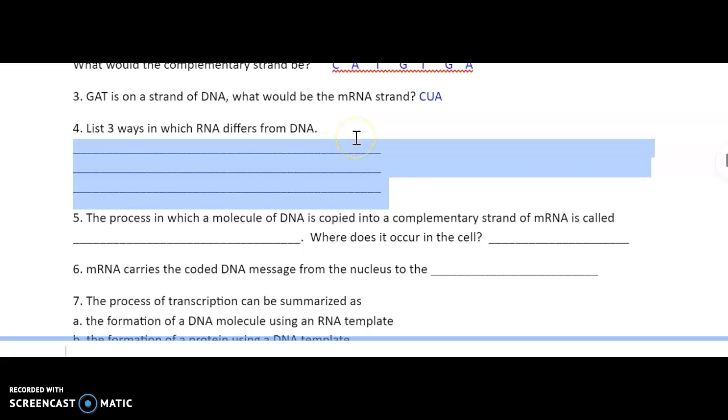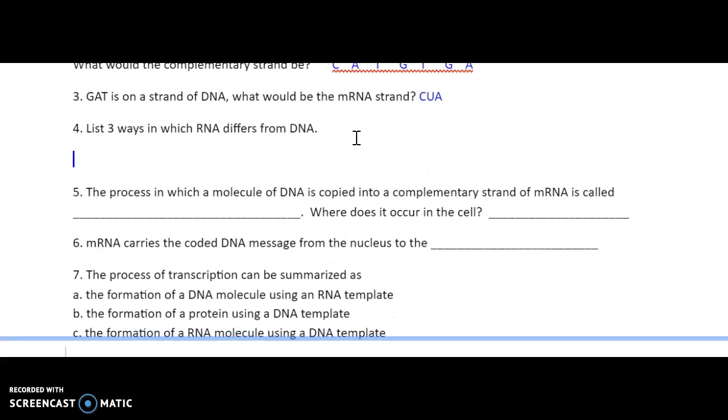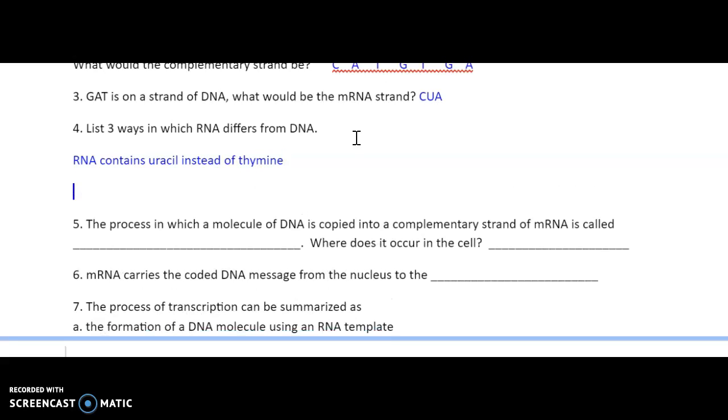Well, first we just talked about it. We know that RNA contains uracil instead of thymine. You put U's in RNA instead of T's. And another way is RNA is single-stranded, while DNA is double-stranded.